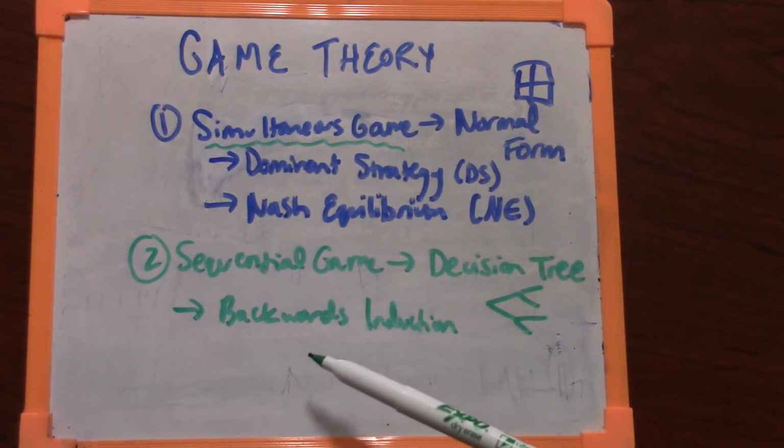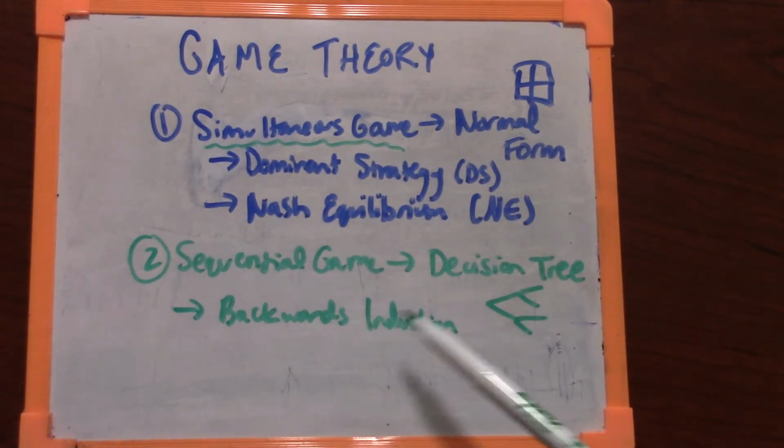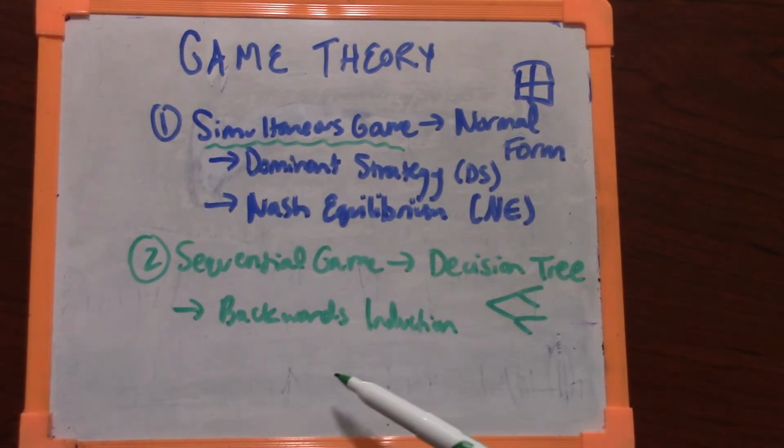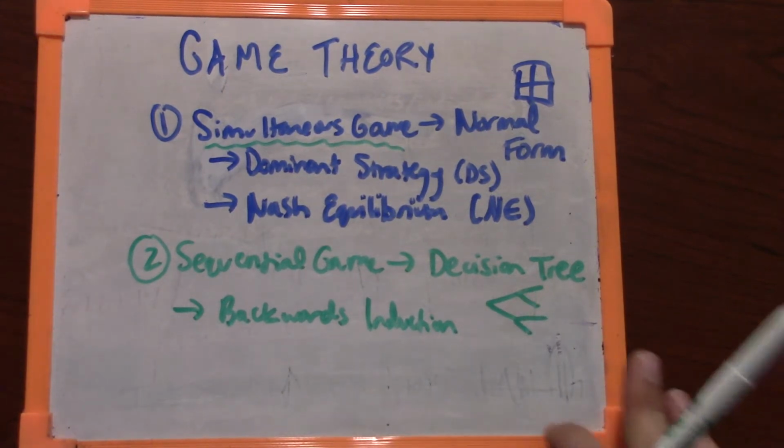And then we'll talk about sequential games. So this is where one player has the ability to move first, and we represent the games using a decision tree, and we solve using backwards induction.